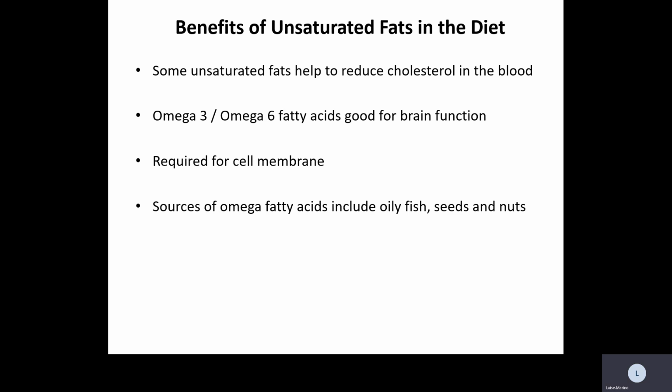So the benefits of unsaturated fatty acids in the diet: some unsaturated fats may help reduce cholesterol. Omega-3 and 6 are also good for brain function. So arachidonic acid, eicosapentaenoic acid and DHA, so docosahexaenoic acid, are also good for brain function. They're all required for the cell membrane, so you have a fatty lipid bilayer, and that, again, as I said, influences the type of inflammatory response that you have. So sources of omega fatty acids, so your 3 and 6, include oily fish, seeds, and nuts.